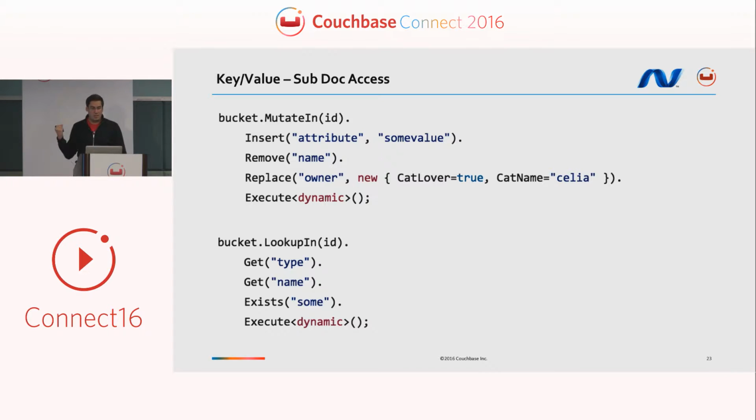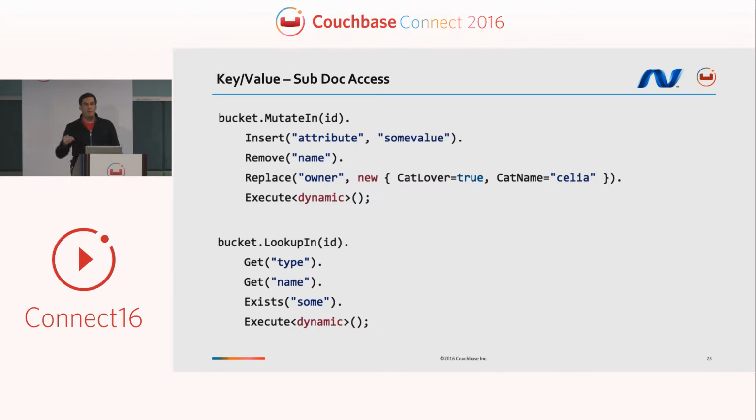So first you say, on my document ID, which is in the variable ID here, I want to insert an attribute with some value. I want to remove the field name, and I want to replace the owner field with this new object here, and then I execute the whole thing, right? So in one atomic step, we are performing three SubDocument operations.